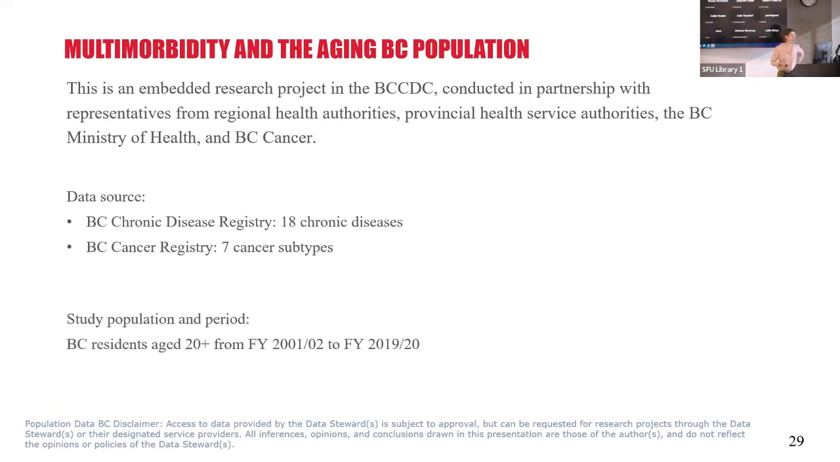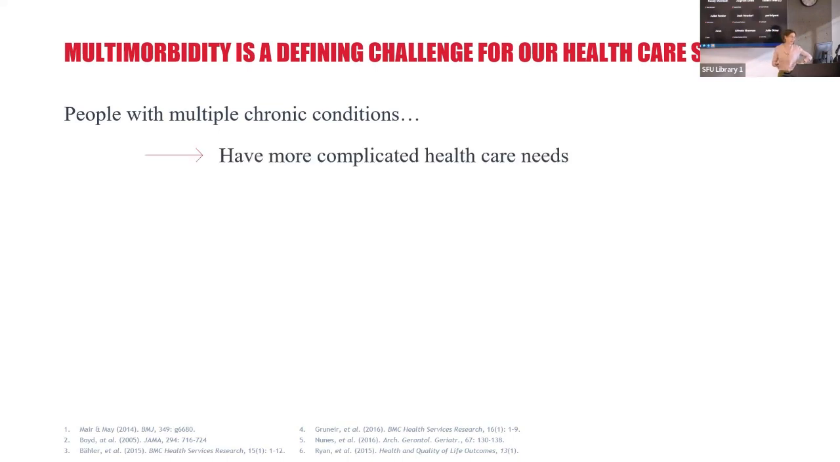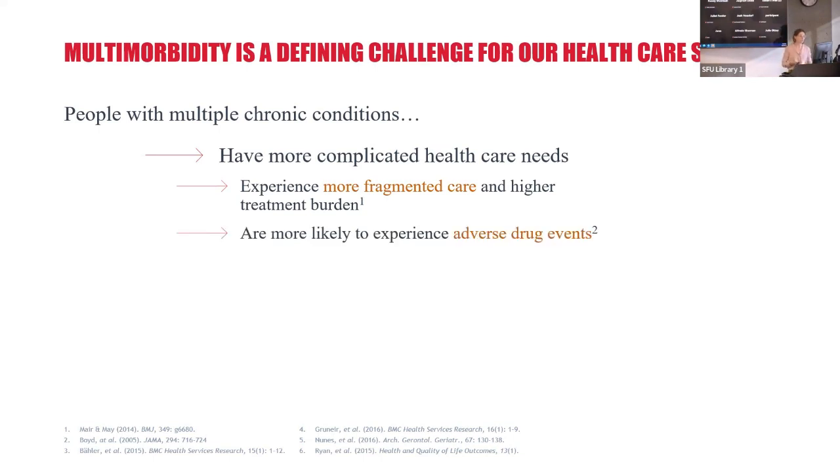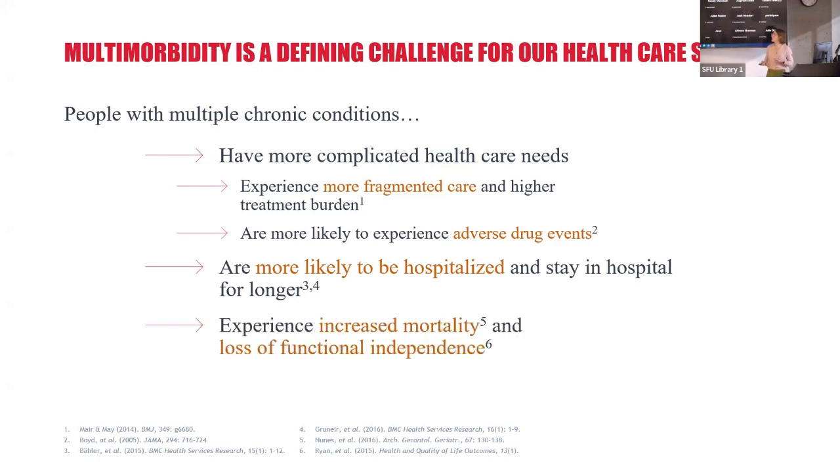And specifically in this study, we have all residents of BC aged 20 and up who are logged in these administrative databases from 2001 all the way to 2020. The reason that the Ministry of Health and BC CDC are interested in this question is that we know that our population is aging and medical needs are becoming more complex. And as you have more co-occurring conditions, you're increasing dramatically the complexity of healthcare. So you're going to experience more fragmented care. You're going to potentially have more adverse drug events. Individuals with more chronic conditions are more likely to be hospitalized and have increased mortality and loss of functional independence. And of course, we can think of all of this from a brain resilience and health framework as well.